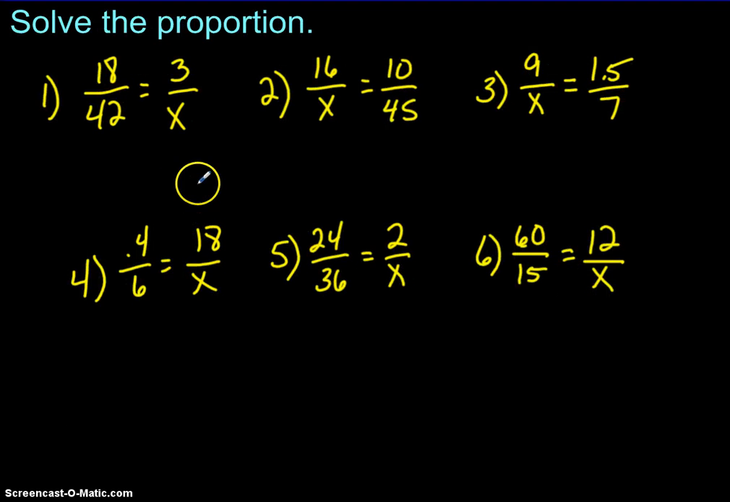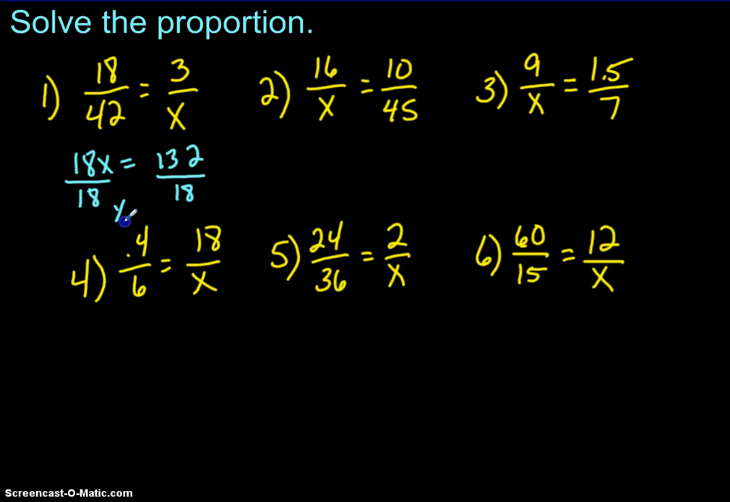Okay, moving on. Now we're going to solve using cross products. So when I'm solving, I simply multiply the numerator of one to the denominator of the other, then the numerator here with the denominator here. That's going to be 12 times 11, 132. Then I'll simply divide both sides by 18.